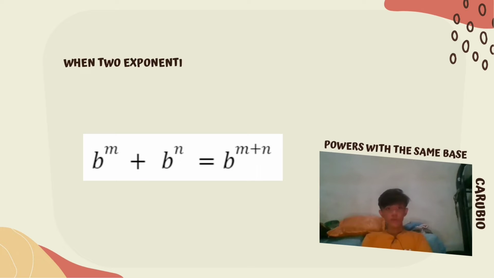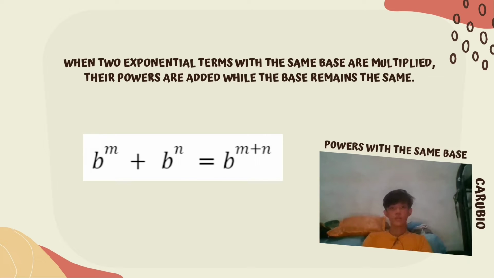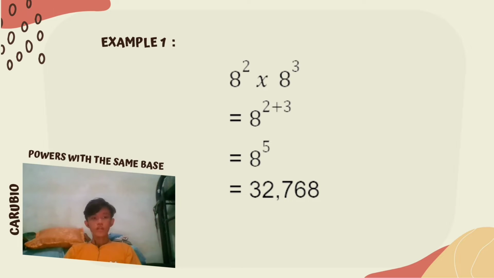I'm here to discuss the product of powers with the same base. When two exponential terms with the same base are multiplied, their powers are added while the base stays the same. For example, 8 squared times 8 to the third power. To solve this, we add their exponents because they have the same base. So 8 to the power of 2 plus 3 is equal to 8 to the fifth power.